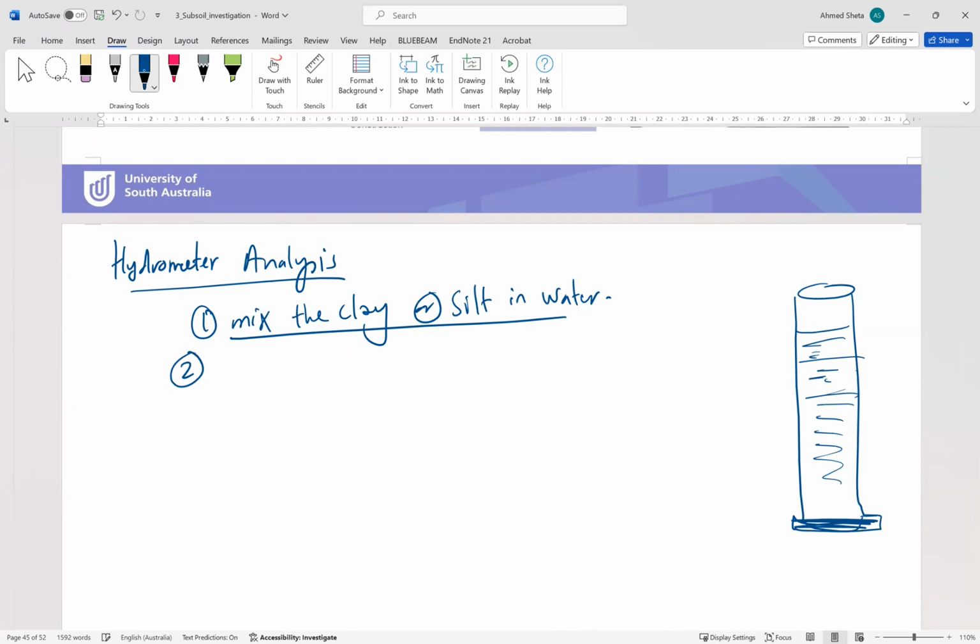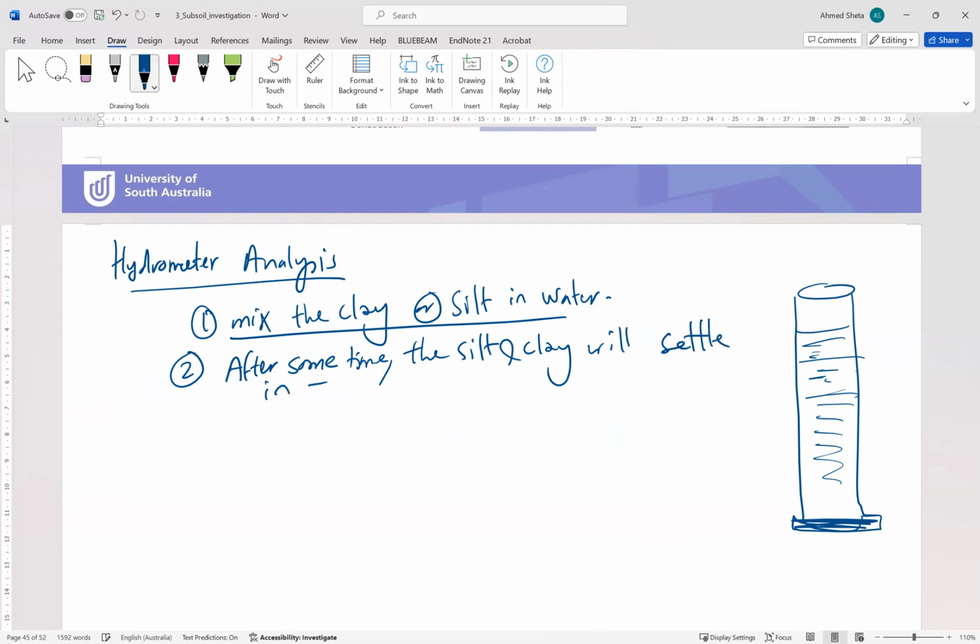Second step is after some time, because we will leave the mixed soil, after some time the silt and the clay will settle in the bottom of the tube. This is called the sedimentation process.